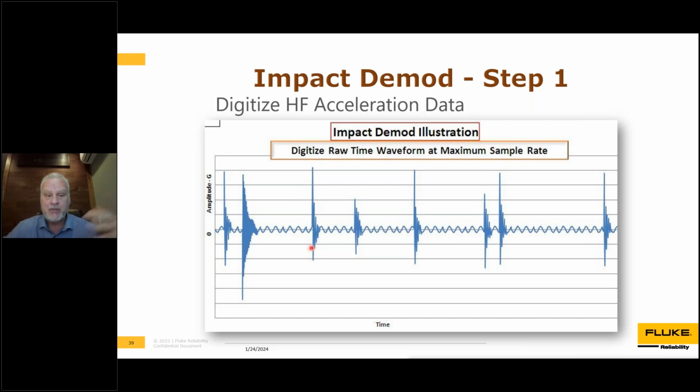That is passed through an initial RC filter. This does meet Nyquist criteria, bottom line. And we digitize that. This is just an illustration of what that might look like: some impacts along with maybe some sinusoidal data.